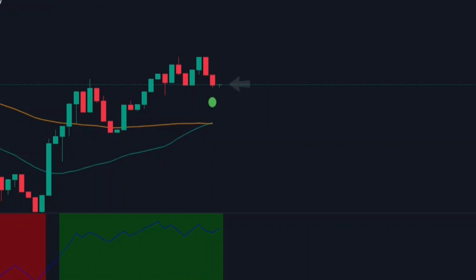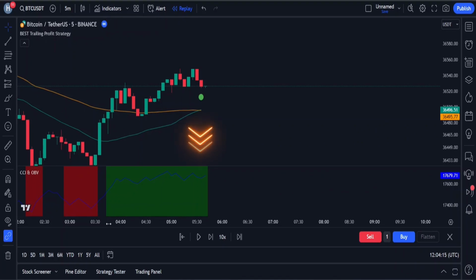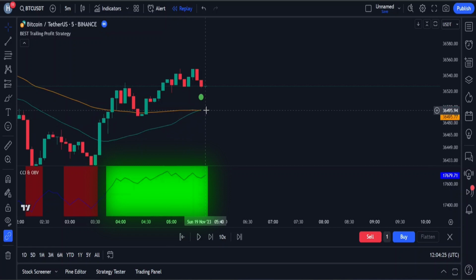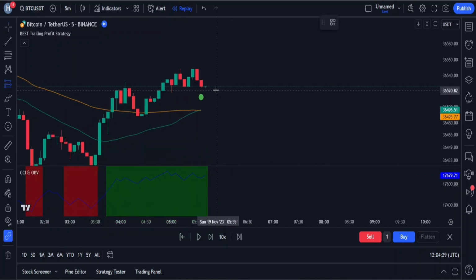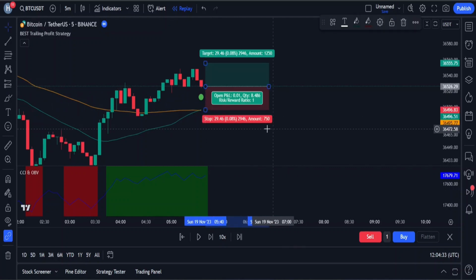So after we have got a bullish candle, we will confirm this signal with the help of the CCI indicator we have just added to the chart. The CCI Extreme oscillator indicator should be green in color, which indicates an upward trend in the market. So these are all the conditions that need to be fulfilled before we enter a buy trade using this strategy.